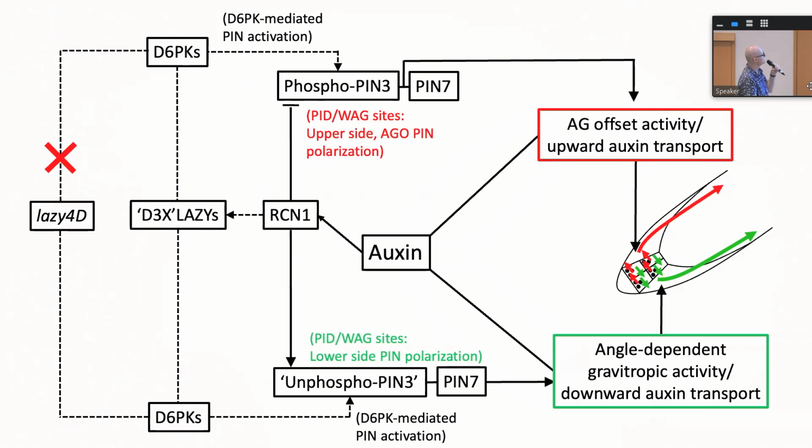We also have lazy 4D, which, as far as our interpretation is concerned, we think is not able to service these upward PINs to increase auxin influx to the upper side. And currently, based on the data I've just shown you, the most likely explanation we have is that D6PKs have some role in that, based on the circumstantial evidence that's accumulating from the people in this room.